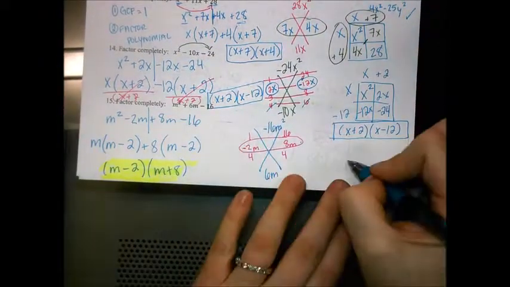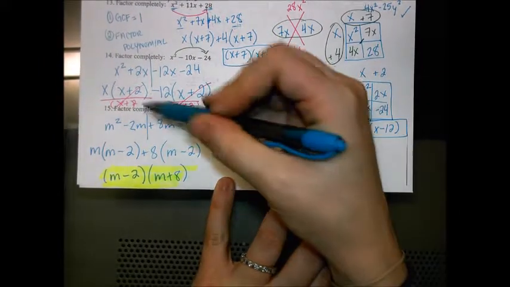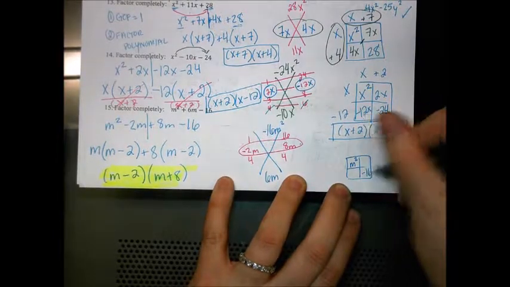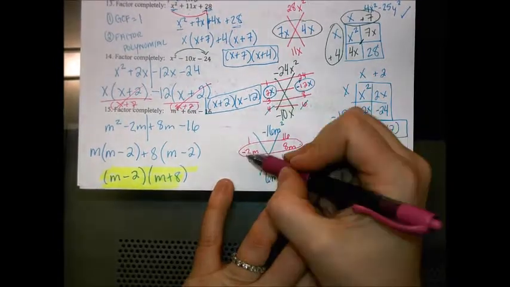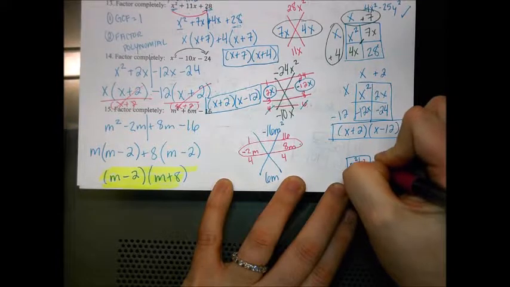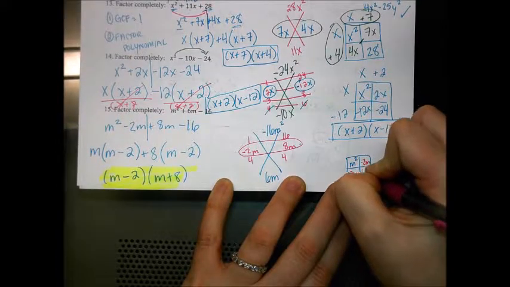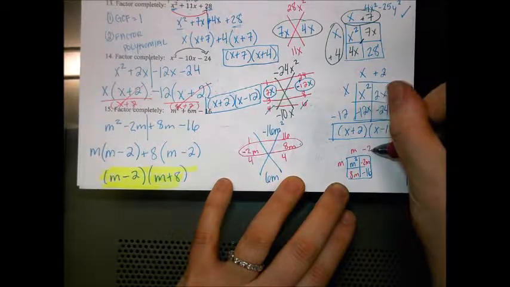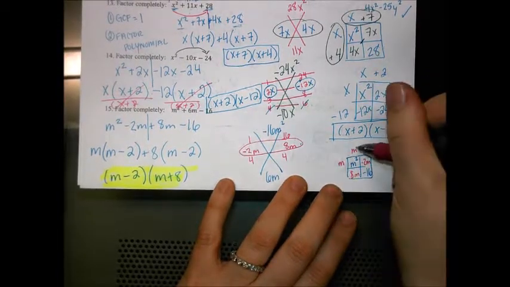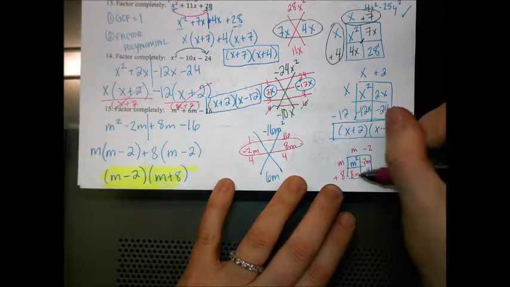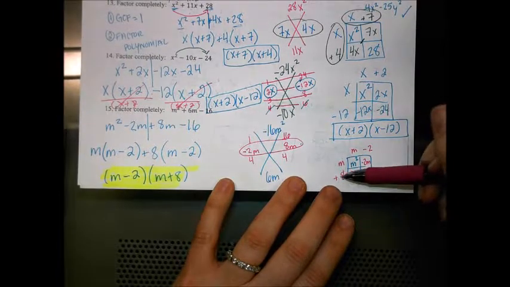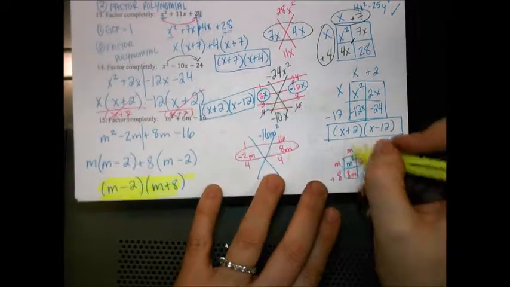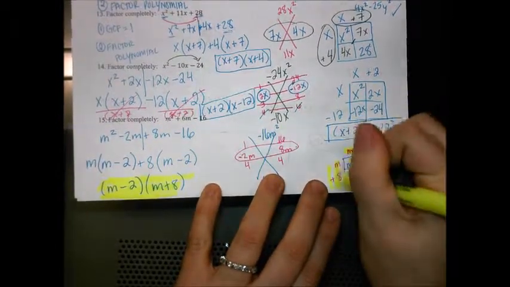If you use the area model, the m squared goes in the top left, the negative 16 in the bottom right. Your two terms from your diamond go negative 2m and positive 8m. M times m gives you m squared. Negative 2 times m gives you negative 2m. M times a positive 8 gives you 8m. And positive 8 times negative 2 is negative 16. So my answer is m minus 2 times m plus 8.